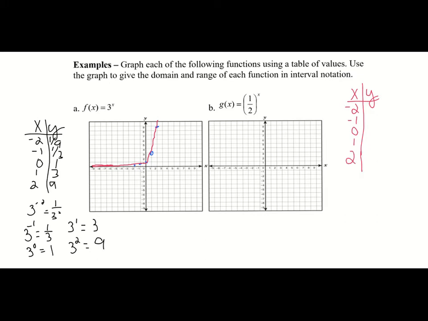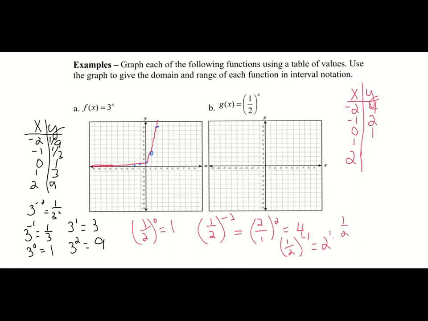So if I do 1/2 to the -2nd power, I am going to make it positive, it's going to be flipped. So it will become 2/1 to the 2nd power. I'll take that reciprocal. Or 2 to the 2nd power is going to equal 4/1 or 4. Now 1/2 to the -1st power will become 2 to the 1st power. So it's going to become 2. 1/2 to the 0 power, anything to the 0 power always equals 1.